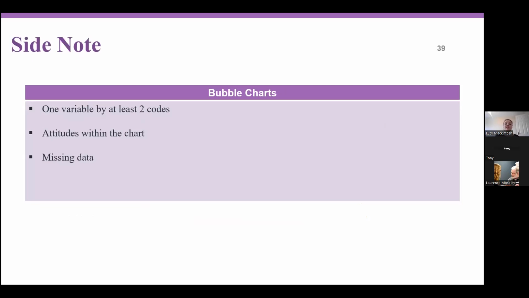A little side note on bubble charts. I write this report commercially, and some of the feedback we had from our funders was that you had to have one variable by at least two codes. So you can't compare a variable on a variable, so you can't see whether there's a gender split within treatments or an ethnicity split in treatments. You also can't see less than a code, so you can't see a single code across each treatment. It has to be at least two.